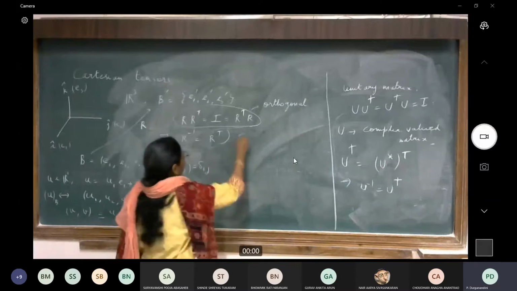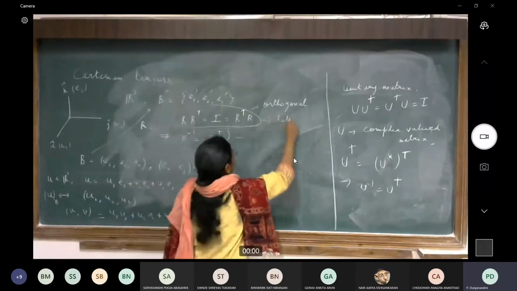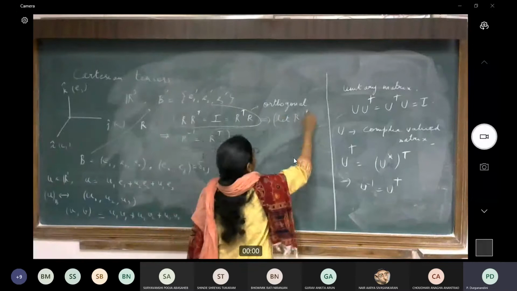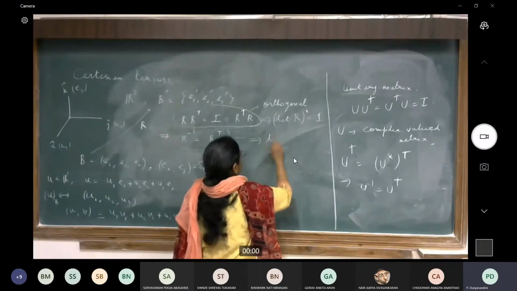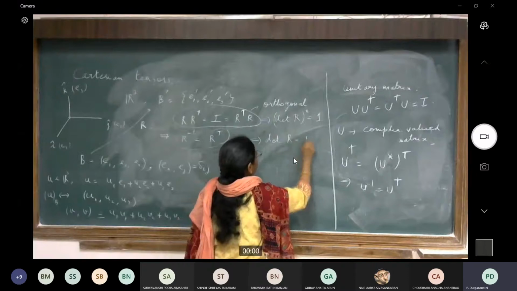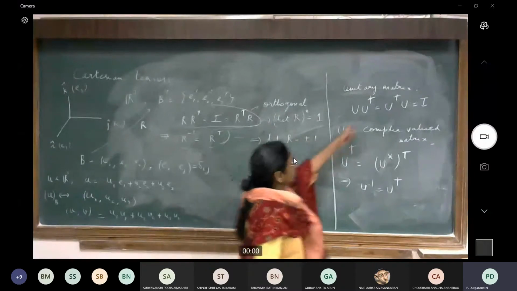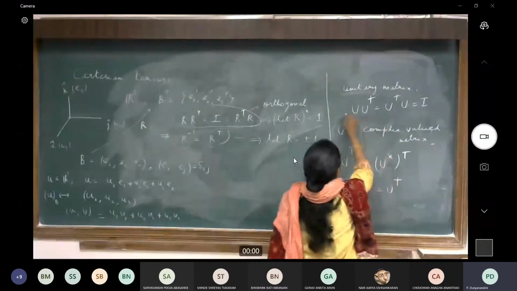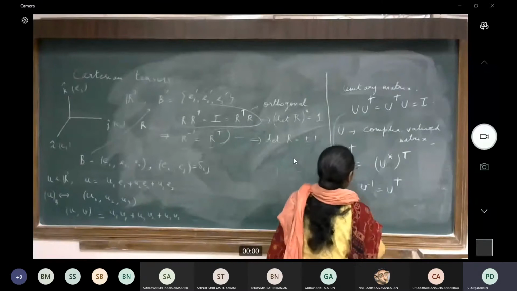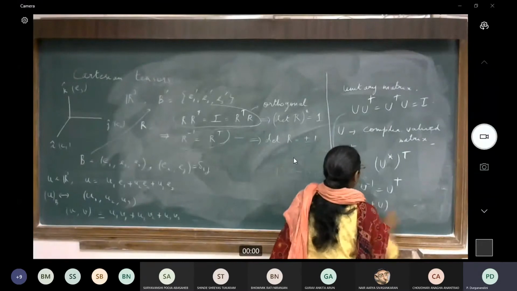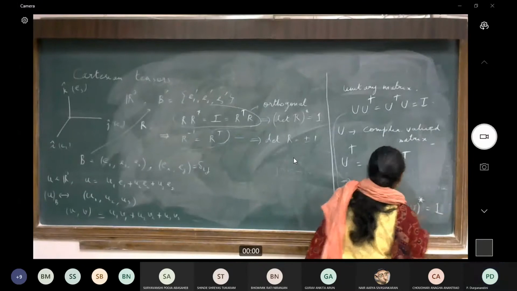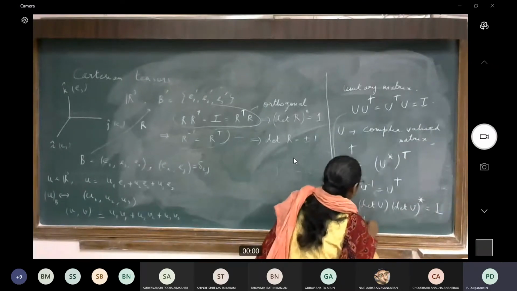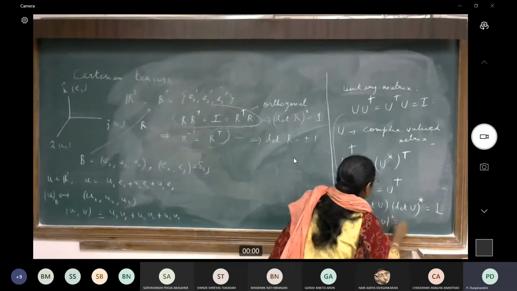From this, what we have seen is that determinant of R square was 1. And the distinction is the following. This tells you that determinant of R is plus or minus 1. On the other hand, if I look at this, what this tells me is that determinant of U into determinant of U star equal to 1. Or in other words, modulus of determinant U whole square equal to 1.